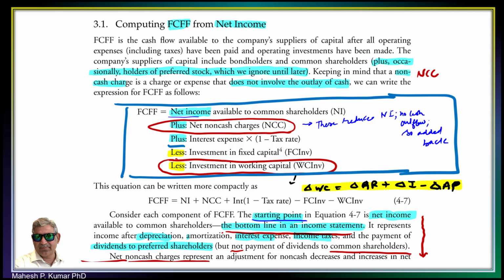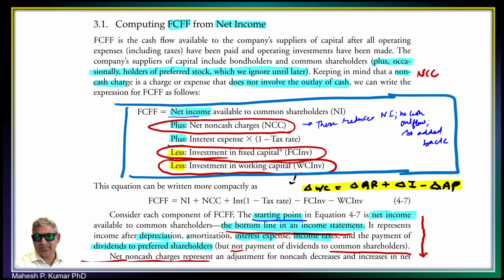And then there is a deduction for investment in fixed capital. The company might have purchased some plant, property and equipment items, and that money invested would be deducted here because it was an outflow of cash, and similarly investment in working capital would also be deducted here.